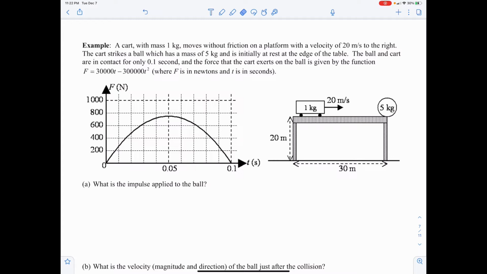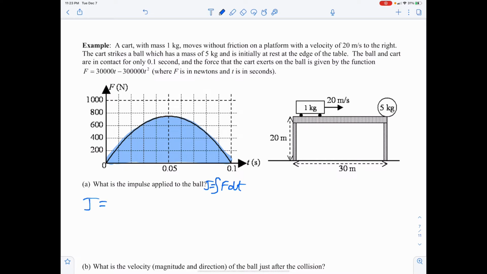Part A, what is the impulse applied to the ball? Well, normally impulse can be found by taking the area underneath the force-time graph. Problem is, that's not a constant force. It's a parabola, and you're not going to be finding a regular area underneath that curve. So instead, you're going to use the integral of the force function dt. That's how we're going to find the impulse.